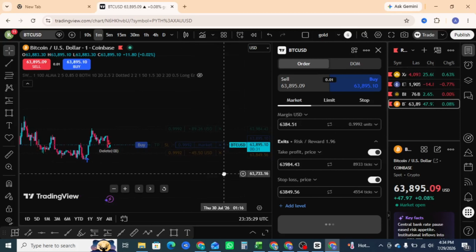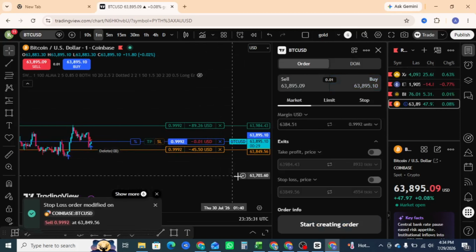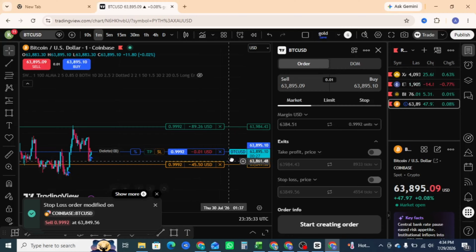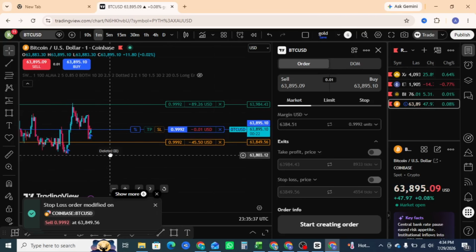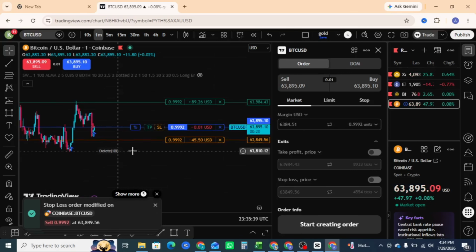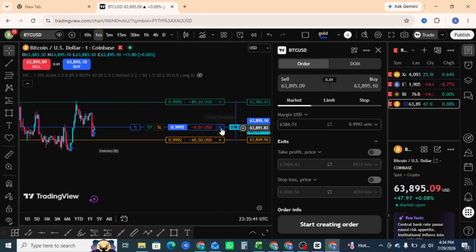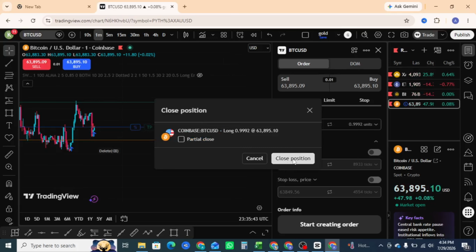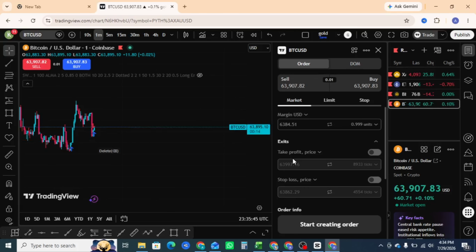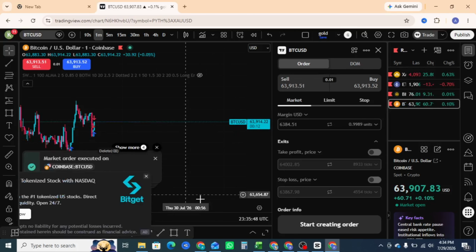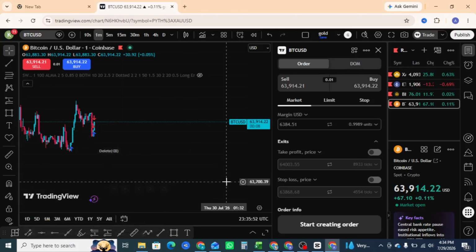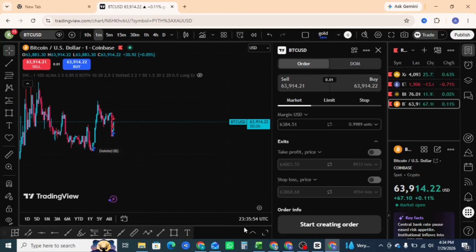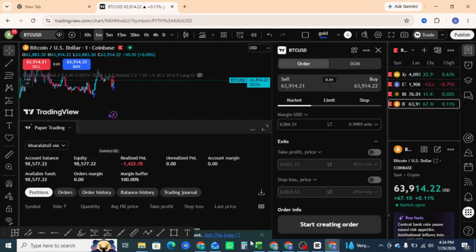Once your trade is active, you can monitor it in the Positions section of the trading panel. Here you'll see your entry price, current profit or loss, position size, and other important information. If you decide to exit the trade, simply click Close Position and your trade will be closed instantly. You can also review your completed trades in the History section, where you'll find details of every order you've placed. This is a great way to analyze your performance and identify areas for improvement.